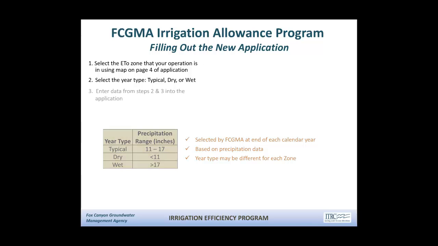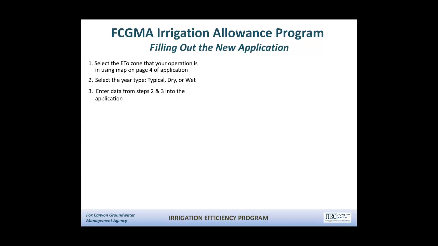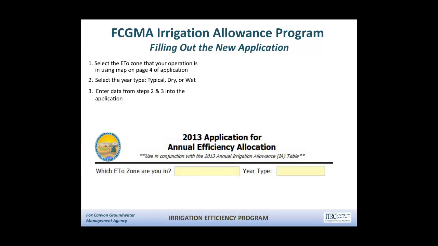When growers are asked to fill out their forms each December, the GMA will have already published the year type. The data entry format for the ETO zone and the precipitation year type looks like this. You will be asked for your ETO zone and your year type.